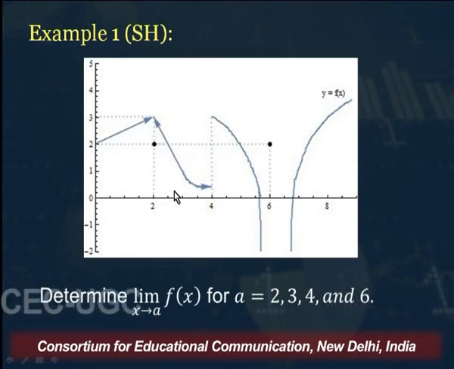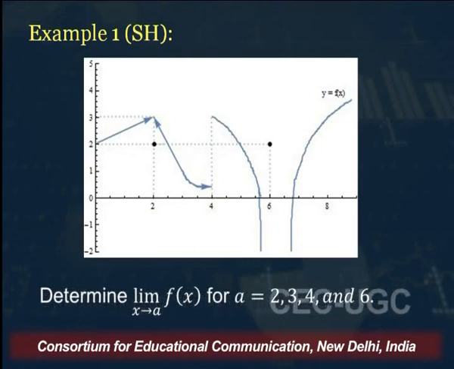The next part of the question asks what is the limit of the function as x tends to 3. So 3 would be somewhere right here between 2 and 4. And you can see that if I approach 3 from the left or from the right, my function will approach 1. So the limiting value will be 1.